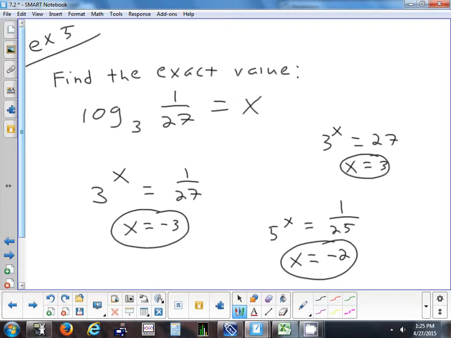So if you're looking for a fraction, usually it'll be a 1 in the top, and the number in the bottom will be a power of the base on the other side. If it's not, you're not going to be able to do it in your head.